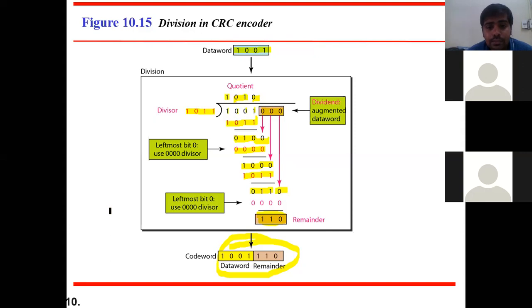Yes, sir. Okay. The main thing you need to take care about is adding the zeros. How many bits do you have in the divisor? Check it once. That is n minus the number of bits. If there are 4 bits, then 3 zeros should be added. If it is 5 bits, 4 zeros. So add that.